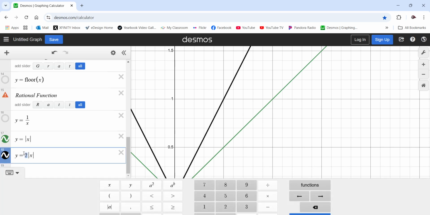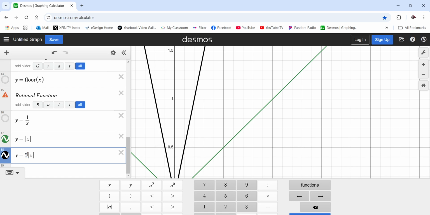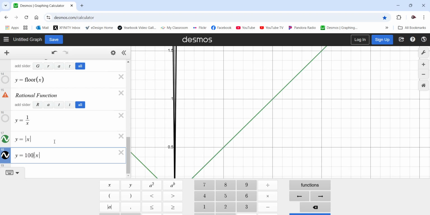If we wanted to make it skinnier, what would we do to that 2? Make it a 3 or a 4. Let's make it 3. See what it's doing? Make it a 5. Man, we're wild and crazy. There we go. Let's make it 100. Look at that. Super skinny. Would you agree? Okay.